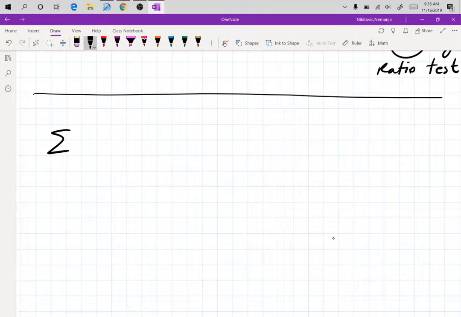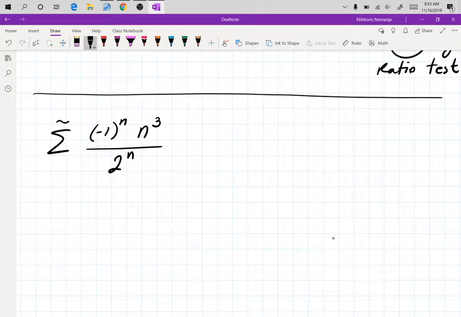Say you have the summation of (-1)^n times n^3 divided by 2^n, from 1 to infinity. So let's say this is our problem. You know what we're going to do? We're going to put this 2^n on top, and we're going to make the denominator n factorial. There we go. Much better.